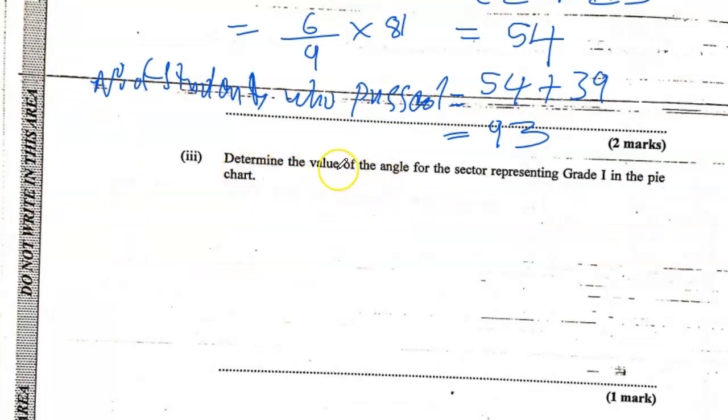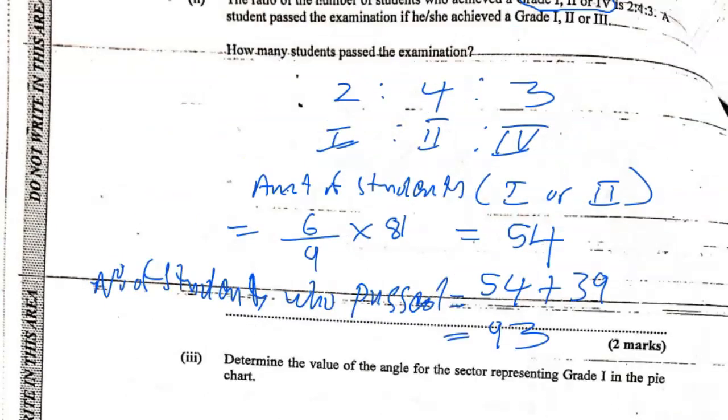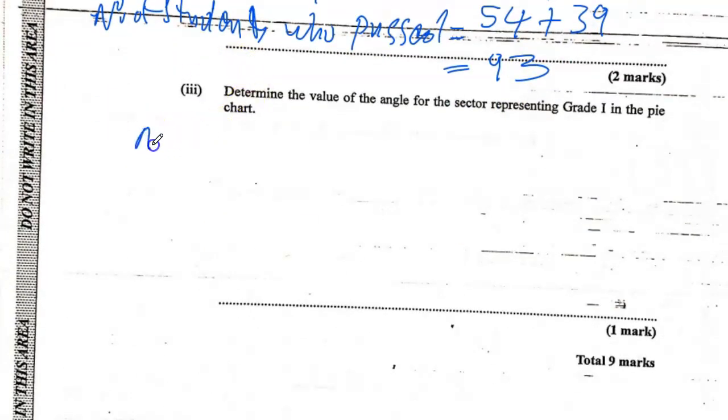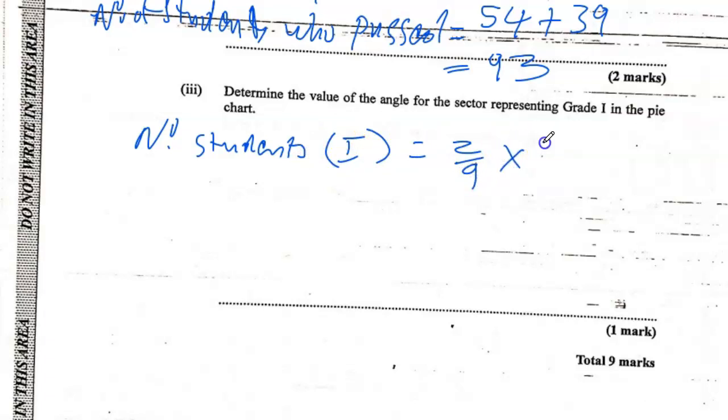Determine the value of the angle for the sector representing grade 1 in the pie chart. Now, how many students got grade 1 again? Let's look at the ratio. Grade 1, 2 out of the total ratio, which is 2 plus 4 plus 3, that's 9. So the number of students who got grade 1 would be 2 over 9 times 81. So 9 into 81, that's 9, 9 times 2 is 18. So 18 students got grade 1.